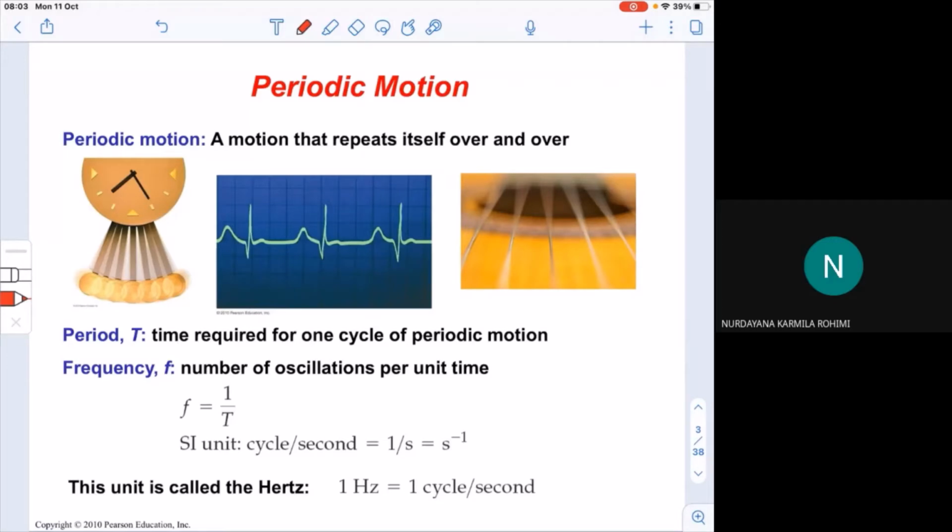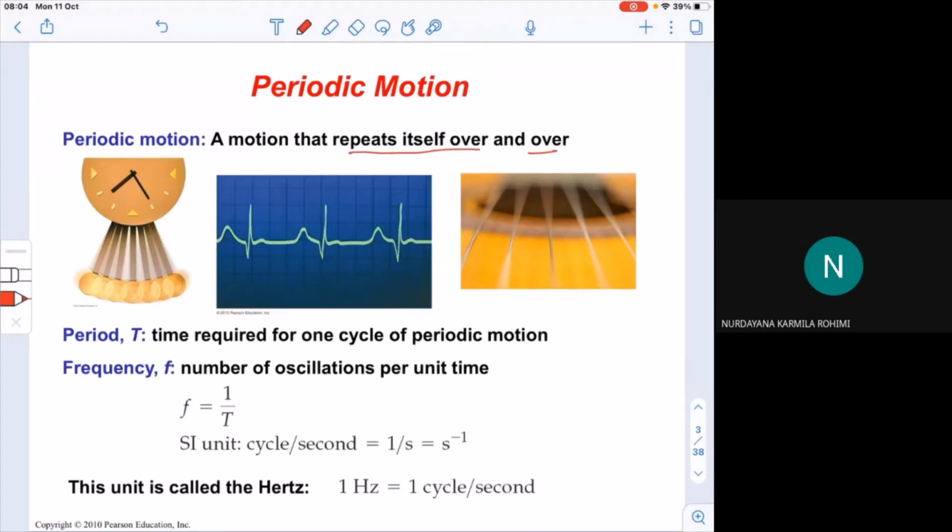So what is periodic motion? Periodic motion is a motion that repeats itself over and over again. If you have a repetitive motion that repeats itself, that is periodic motion. When we talk about periodic motion, we often see it in a clock, for example the pendulum clock, the kind we used to see in horror movies. At 12 o'clock, the pendulum will move from left to right, and that motion repeats itself over and over again. That is related to periodic motion.